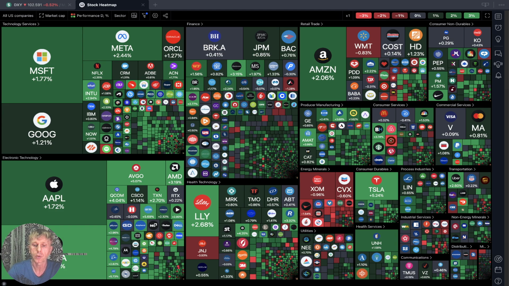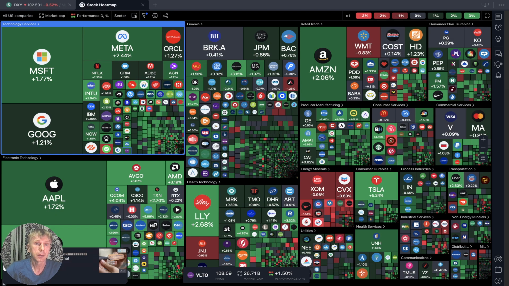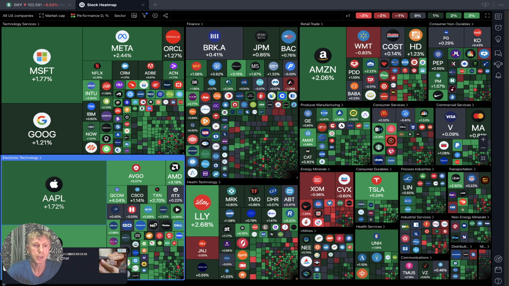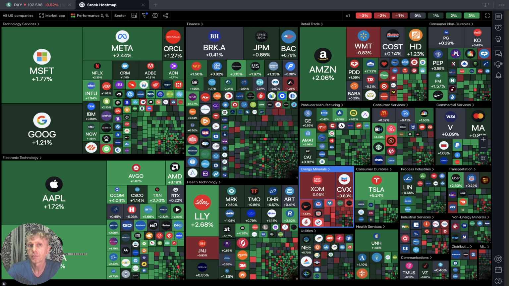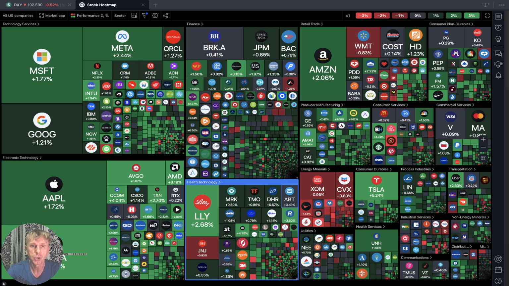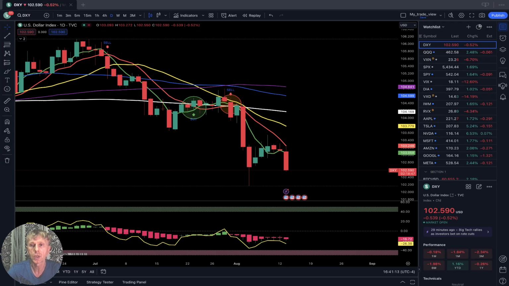Now it's time for TradingView. Let's start from the stock market heat map, based on all USA companies, market cap and daily performance. Looks like a lot of green. Is it a bullish reversal? It's a bullish trend. We will do a technical analysis review and figure it out. Energy is red today, but generally all sectors look good. Let's move to my watch list and do the technical analysis review.